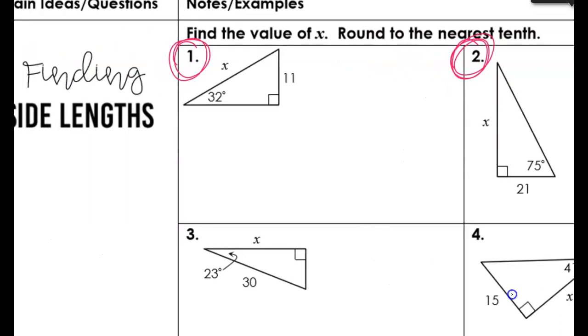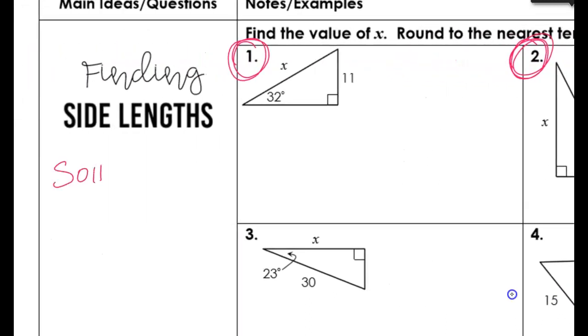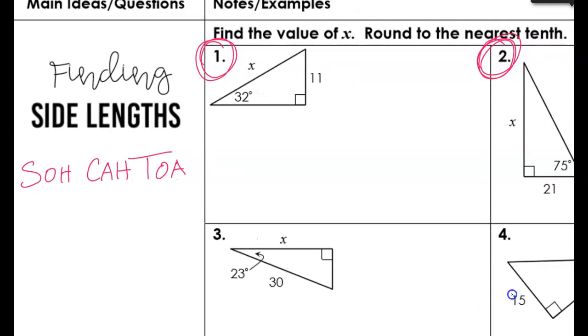First thing I always like to do is jot down my acronym. If you have this memorized, do you really need to write it down every time? No. But it's good to reference.